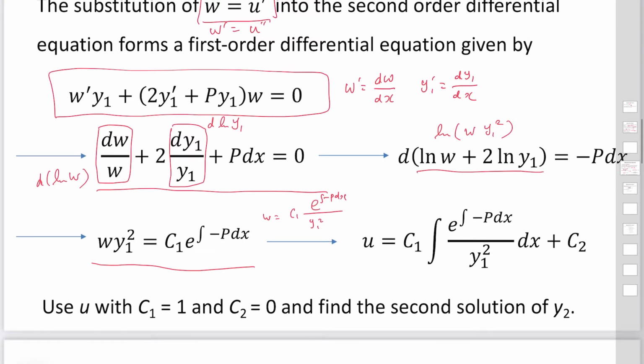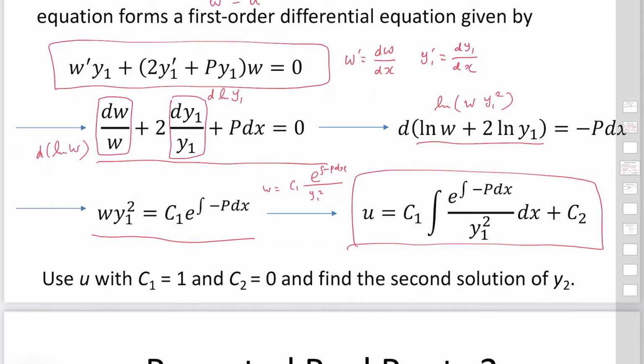Then by integrating both sides of the equation, you have an expression for u. We are happy to find another solution. So we could choose c sub 2 as 0. C sub 1 is fine to find another solution.